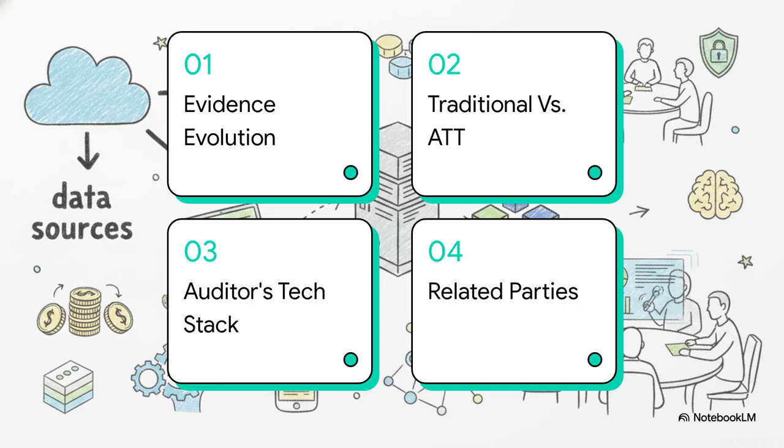Okay, let's dive into this roadmap. First, we'll explore the audit evidence evolution. Second, traditional methods versus ATT. Third, the auditor's tech stack. And finally, uncovering related parties.